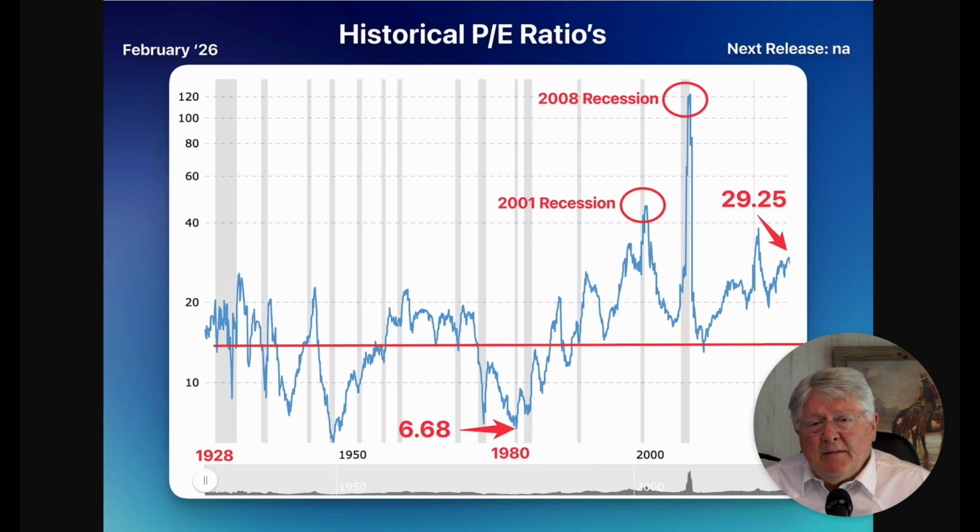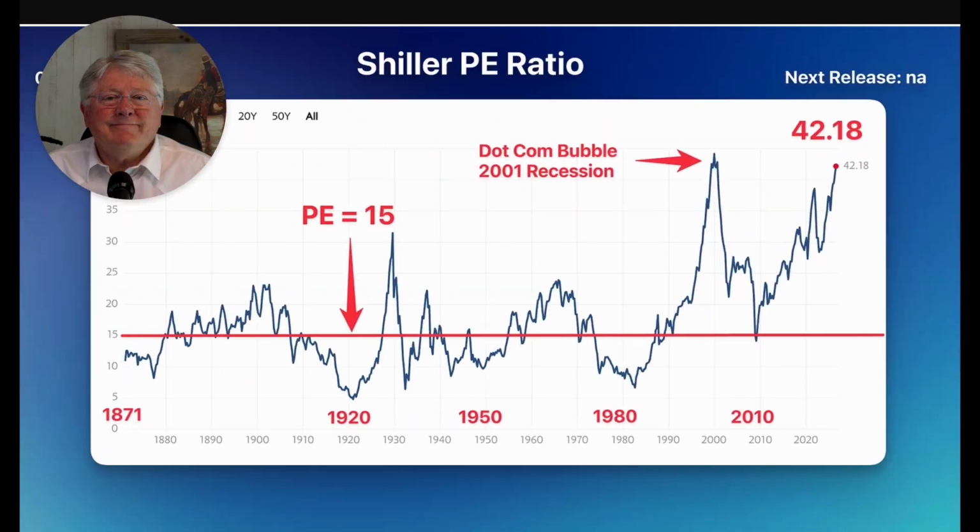Now, personally, I like the Case-Shiller PE ratio, or that index, so let's take a look at it. This is the Case-Shiller PE ratio. It goes back over 150 years. That's a long time. Now, as you can see, the average is around 15. Well, technically, the mean is 17.39 and the median is 16.1. But for simplicity's sake, let's just call it 15. The point being, it's currently over 42, the highest in history.